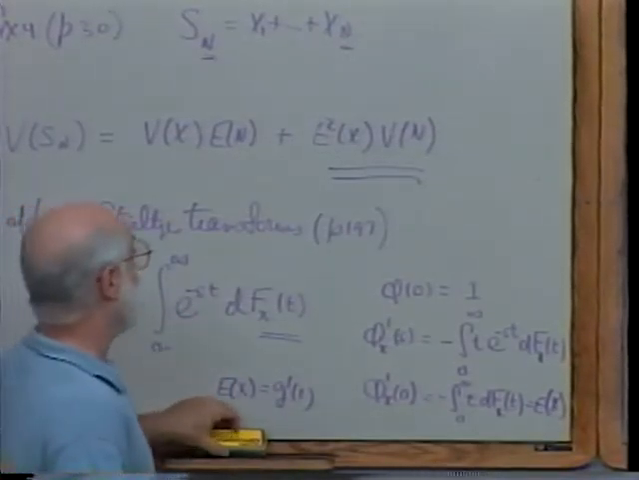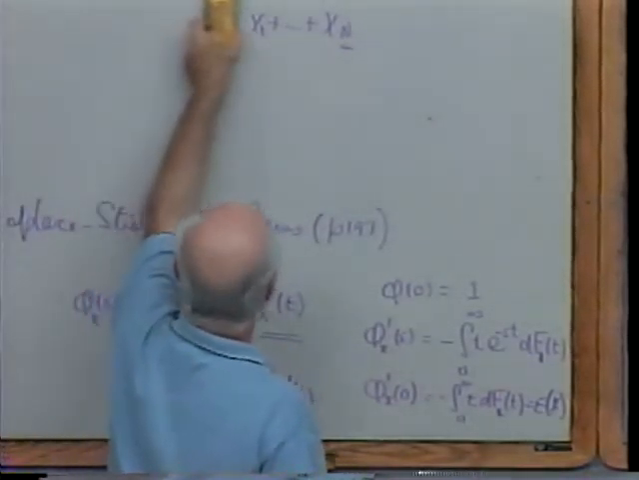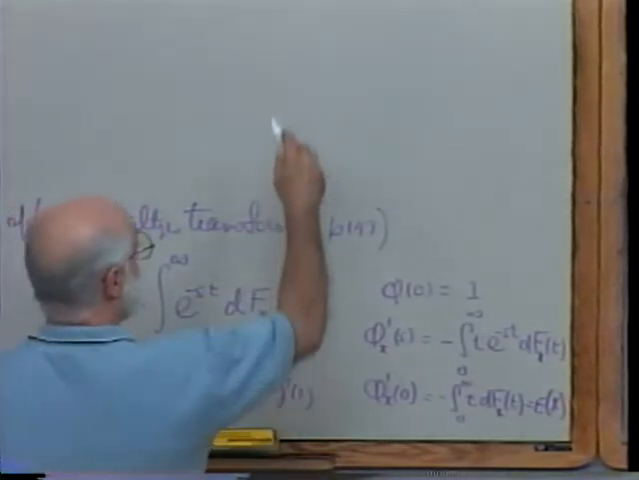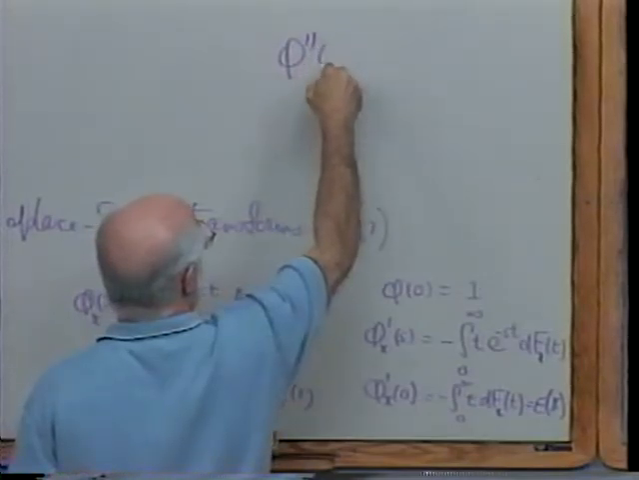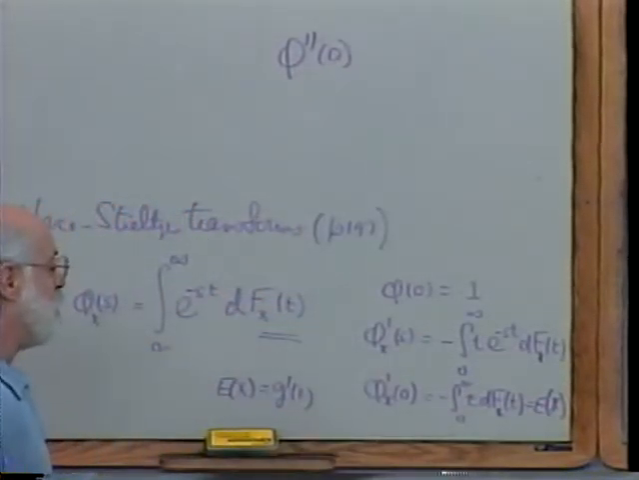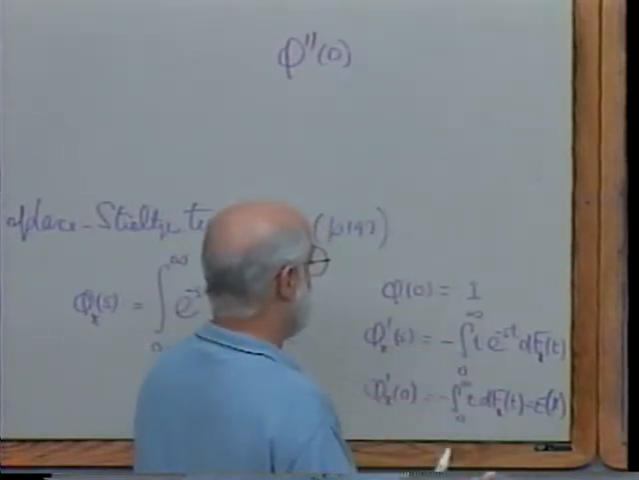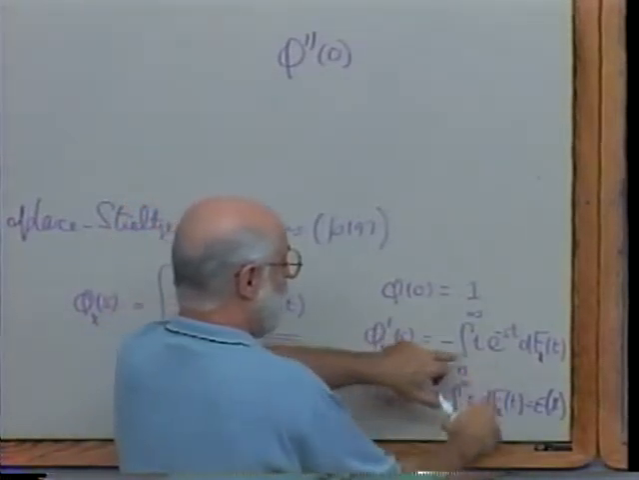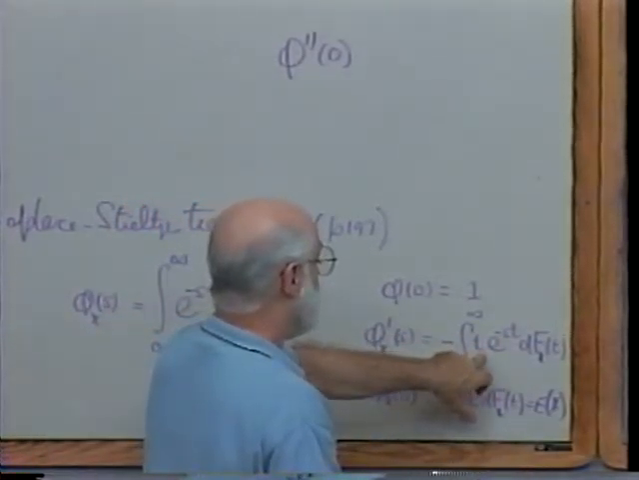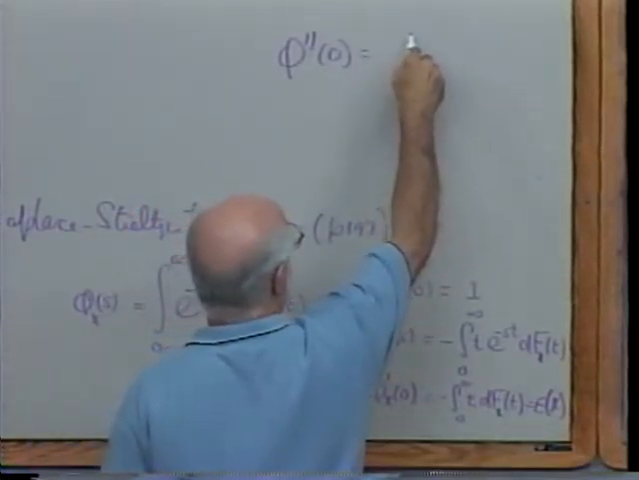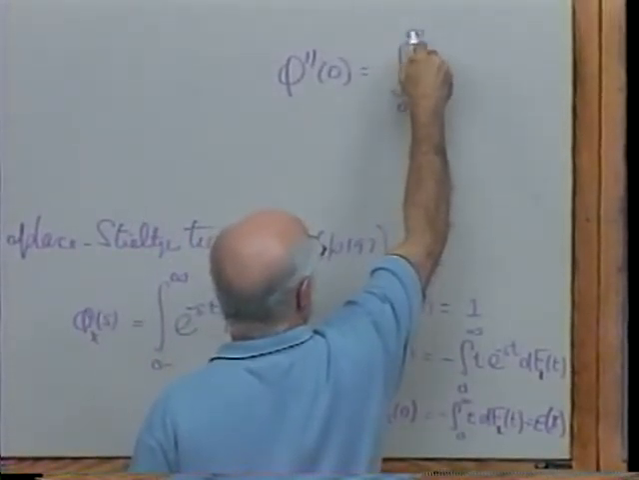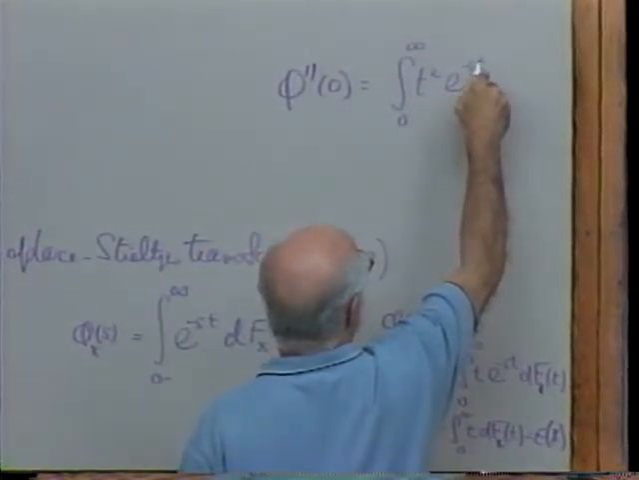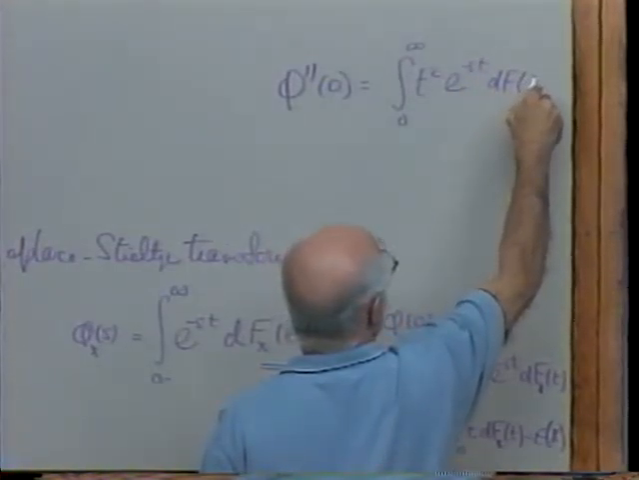In fact, it's easier if I have Laplace transforms to get the second moment. Phi double prime evaluated at 0. Okay, what would that be? Well, if I differentiated this twice, then if I differentiate it the first time, I get a t down here. Remember, I'm differentiating with respect to s. Differentiating it again, I'm going to get another t. So I would have here the integral from 0 to infinity of t squared e to the minus st df of t.